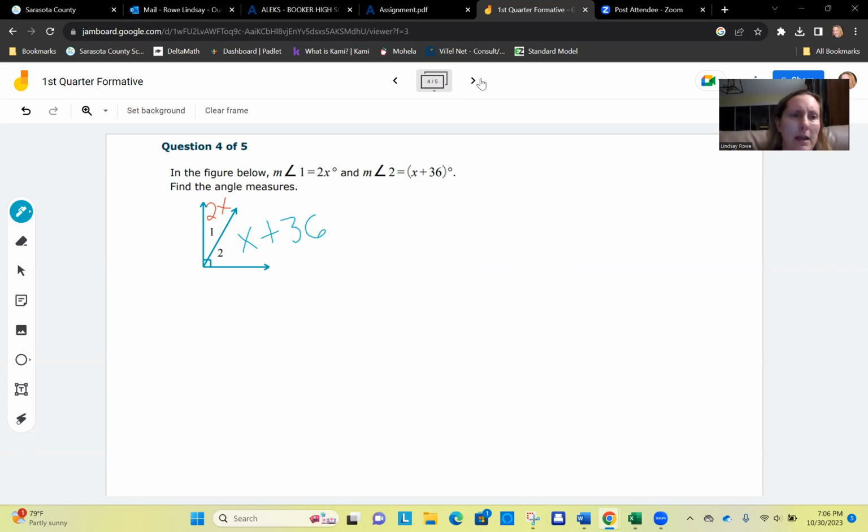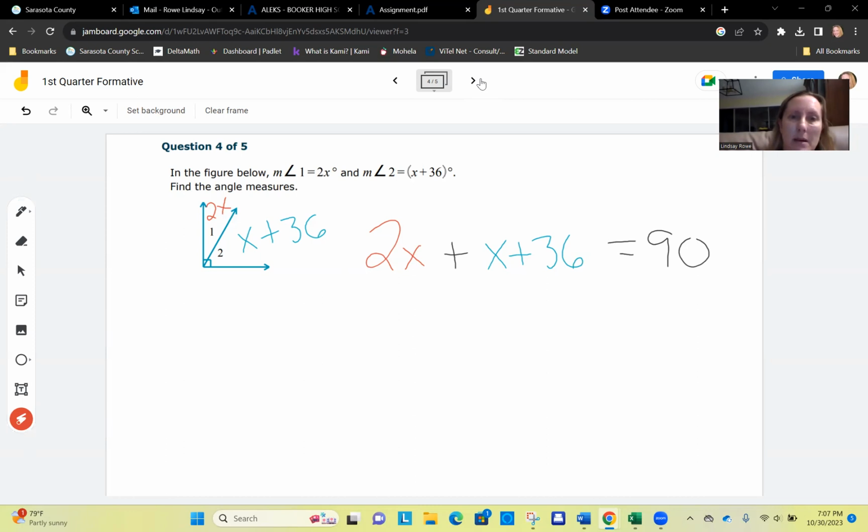What do we know that these two angles add up to be? What does this little guy here tell us that these two add up to be? That's right, 90 degrees. So let's go ahead and set up our equation like this. So 2 times x plus x plus 36. I just changed colors. I don't like that. I want blue. Had this all color coded, Miss Rowe. X plus 36. If I add that up, it's going to be equal to 90 degrees. This is going to let me solve just for x.